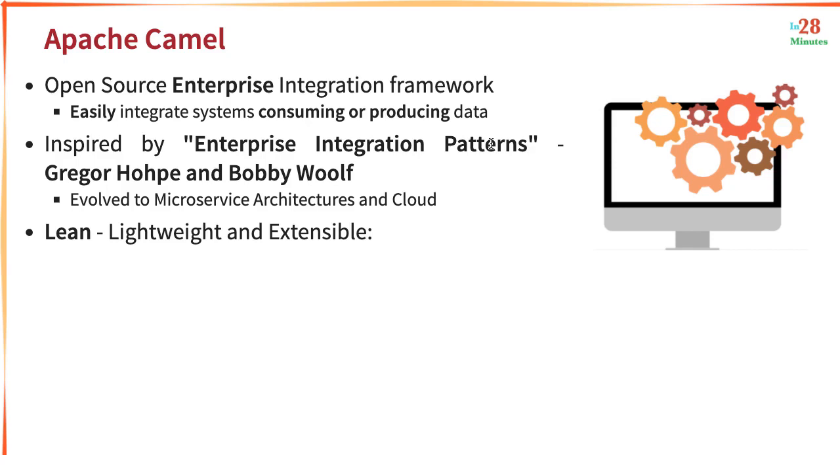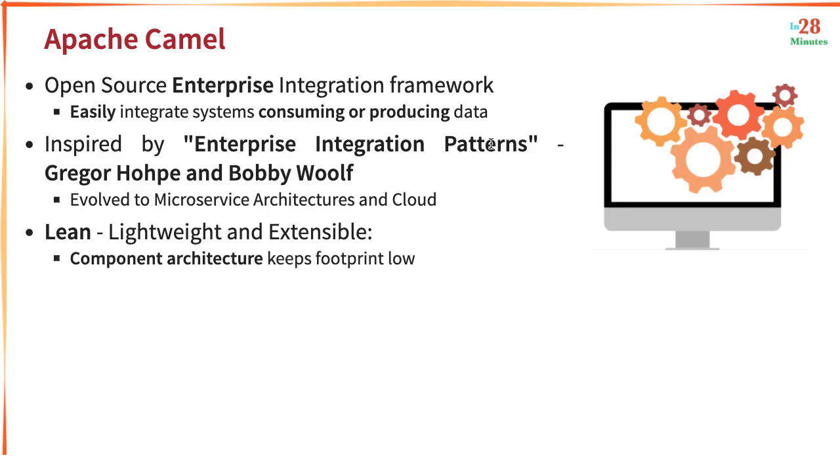One of the important things about Apache Camel is that it is very lean, it is very lightweight and extensible. Apache Camel helps you to integrate with a variety of other applications. You can integrate with Kafka, ActiveMQ, you can integrate with applications which use JMS. You can make HTTP calls. You can talk to cloud services like AWS Lambda. And in spite of enabling you to do all these, Apache Camel is lightweight.